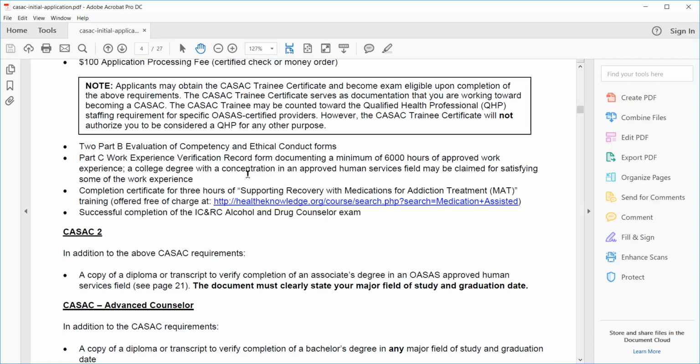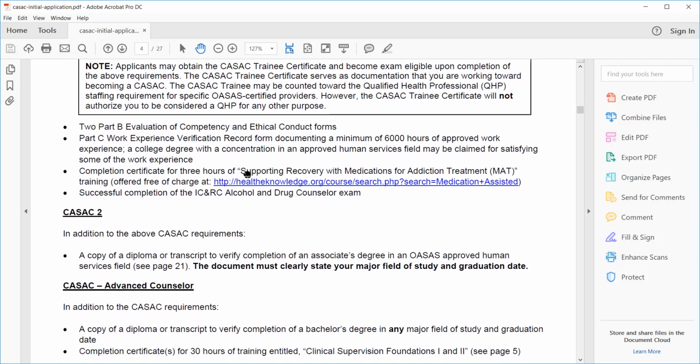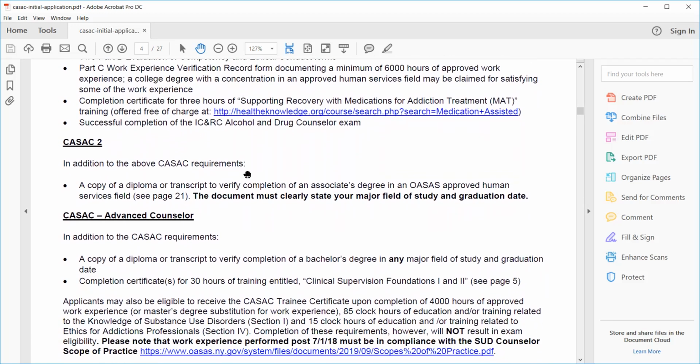So if you have your associate's degree and you're jumping into the field, you are looking at 5,000 hours you need to fulfill. You can minus every hour you've done at your internship off those 5,000 hours, and I'm going to show you where that form is.